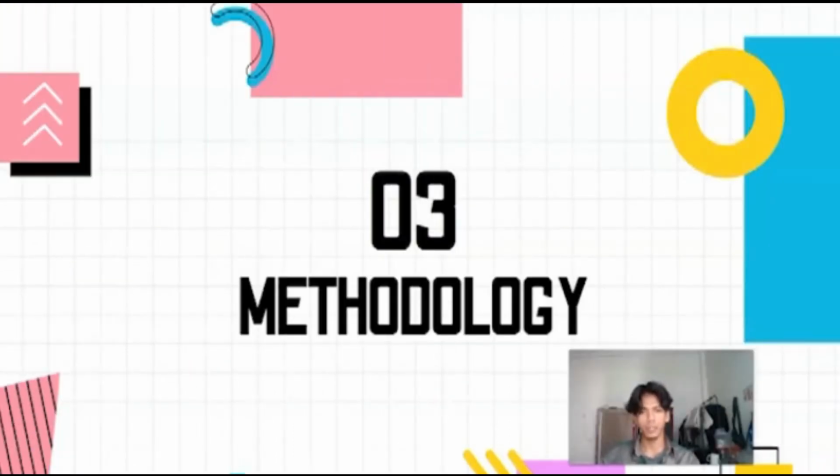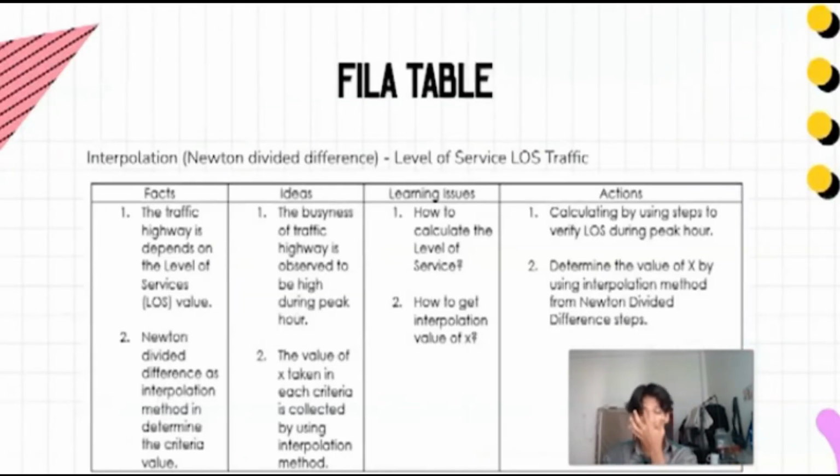Now I will continue with part 3, which is the methodology of our project. In this part, we are going to discuss the Phyla table. The content of the Phyla table is the facts, the ideas, the learning issues, and the actions taken to get the results of our project. The first fact is that the traffic on the highway depends on the level of service or LOS value.